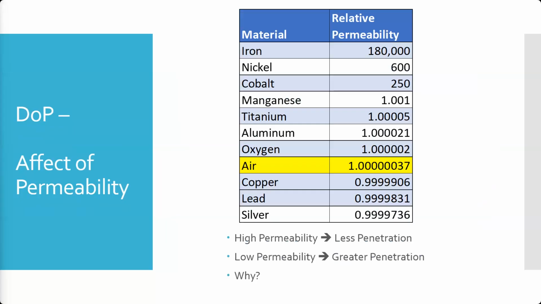So if we have high permeability, something like iron, nickel, or cobalt, we get less depth of penetration. If we have low permeability, we can get a greater depth of penetration. Why is that? What blocks the depth of penetration?